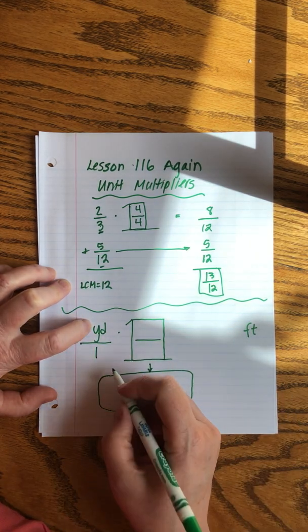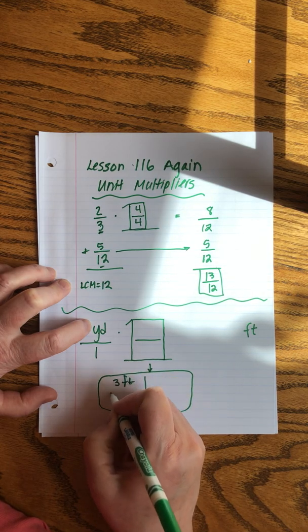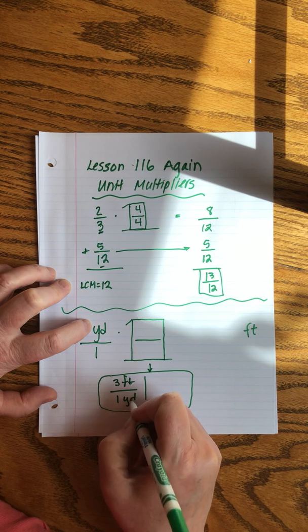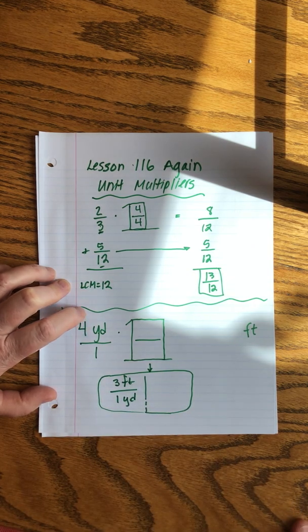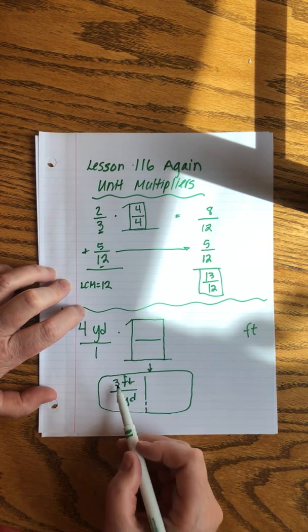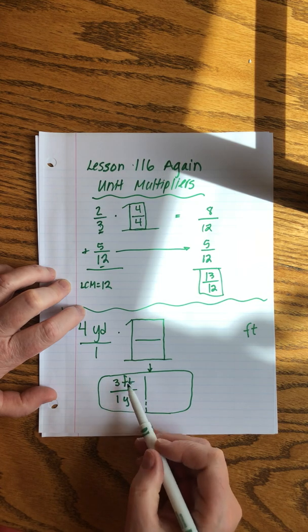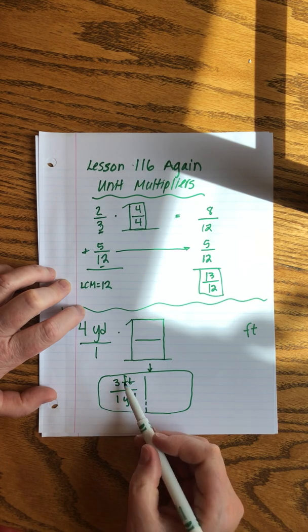So the first one that jumps into my head is that 3 feet are equal to 1 yard. Does that make sense? That's a basic fact that you know. These 2 things are of equal value. So even though the numbers are different, as long as I write the unit on there, I've created something that's equal top and bottom.